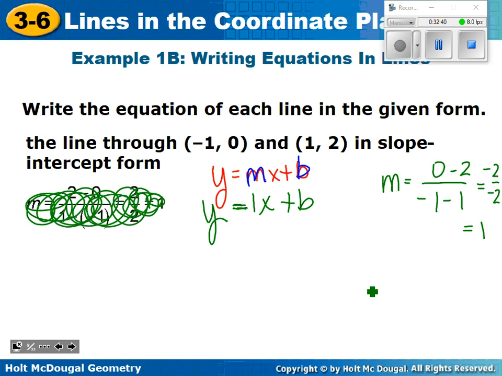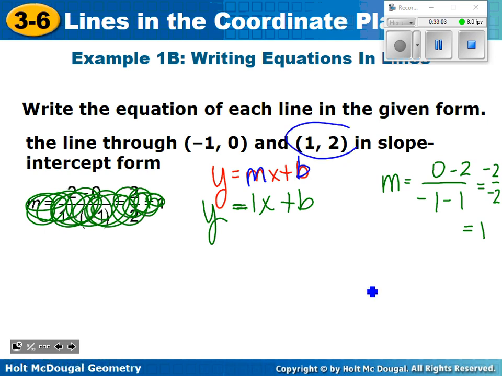X and Y stand for the coordinates of points on your line. So what you need to do is pick one of those 2 points and substitute them in for X and Y so that you can solve for B. And it will not matter which point you pick. Any point would work. So which point do you want to use?